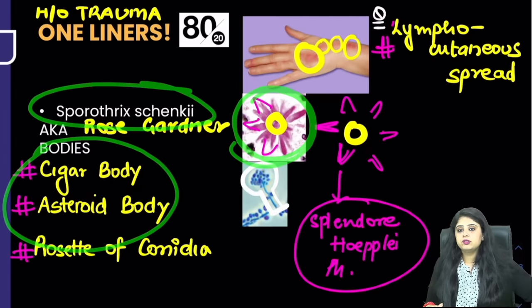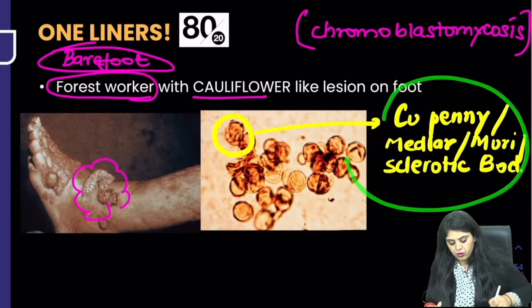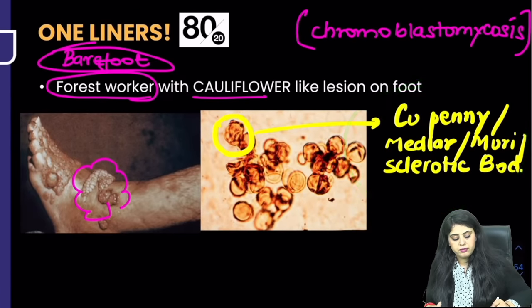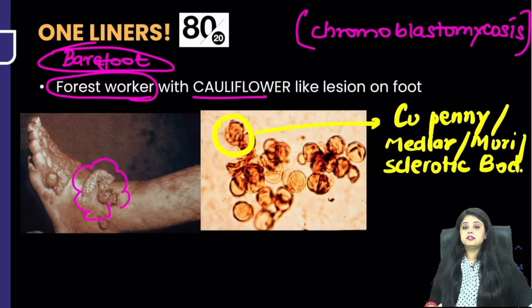Remember, cigar and asteroid bodies were seen in Sporothrix schenckii, that is the rose gardener's disease, whereas these medullary, muriform or copper penny bodies are going to be chromoblastomycosis. That is the organism itself, Dr. Chandni. The copper penny bodies that you're asking me about are a part of the organism itself. Okay, so do not mess up.